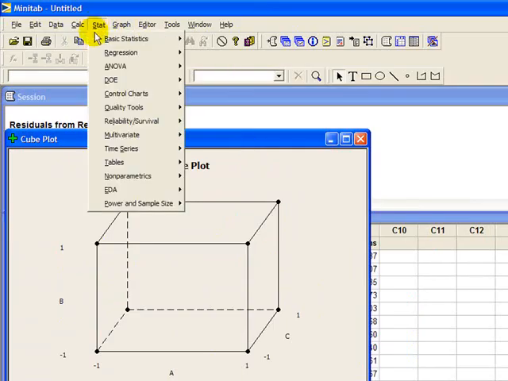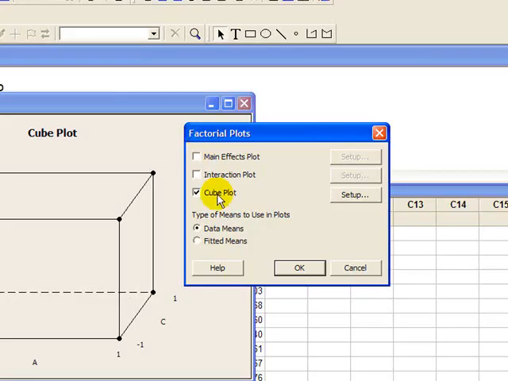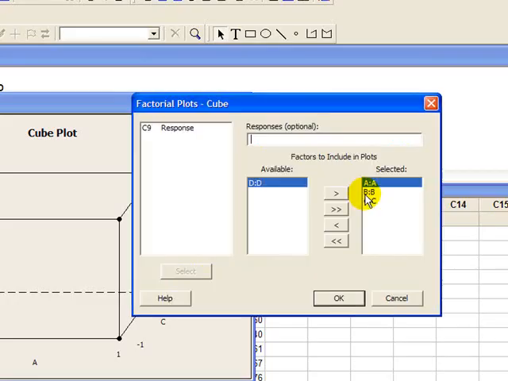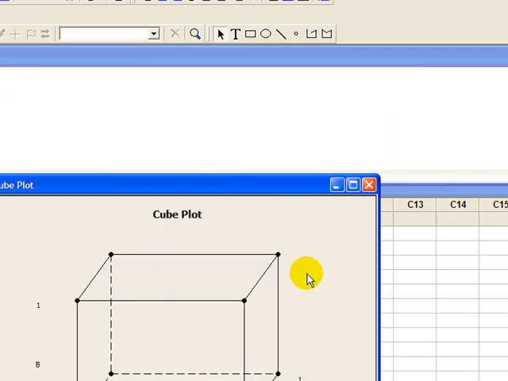Similarly, I will again go back to Stat, DOE, Factorial, and Factorial Plots, again Cube Plot, but this time I will take C back and I will add D to the plot. Sorry, C I need to take back, so ABD, right? And again OK, and I'm going to click OK.